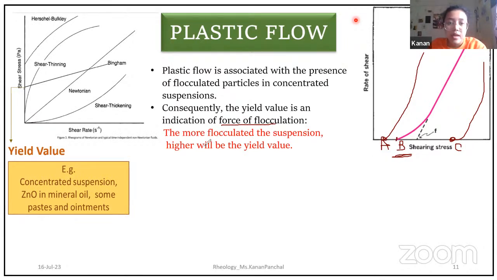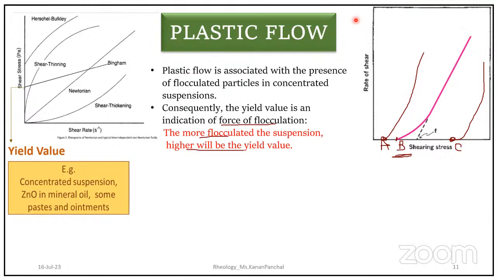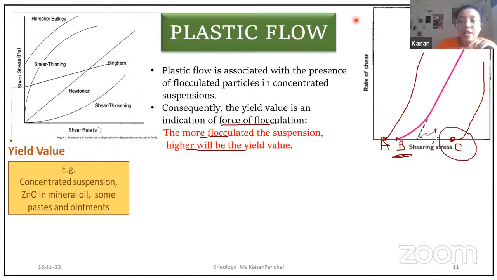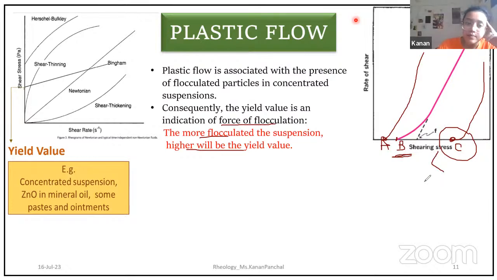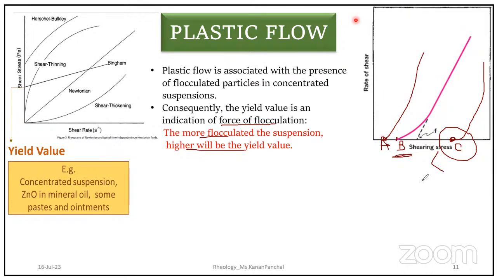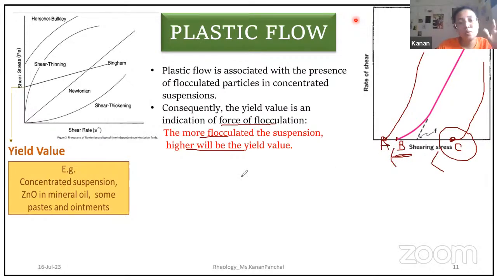Idhar kya bol rahe hain? Higher yield value, more flocculated. Toh kiska yield value higher hai? C, ma'am. C. Correct. C ka yield value higher hai. So can I say C has more force of flocculation? C has a greater degree of flocculation. Can I say that? Yes. Toh C sabse zyada hai. Second number pe kya aayega? B. Second number pe B aayega. And then you have A. Fine. So this is what it is.